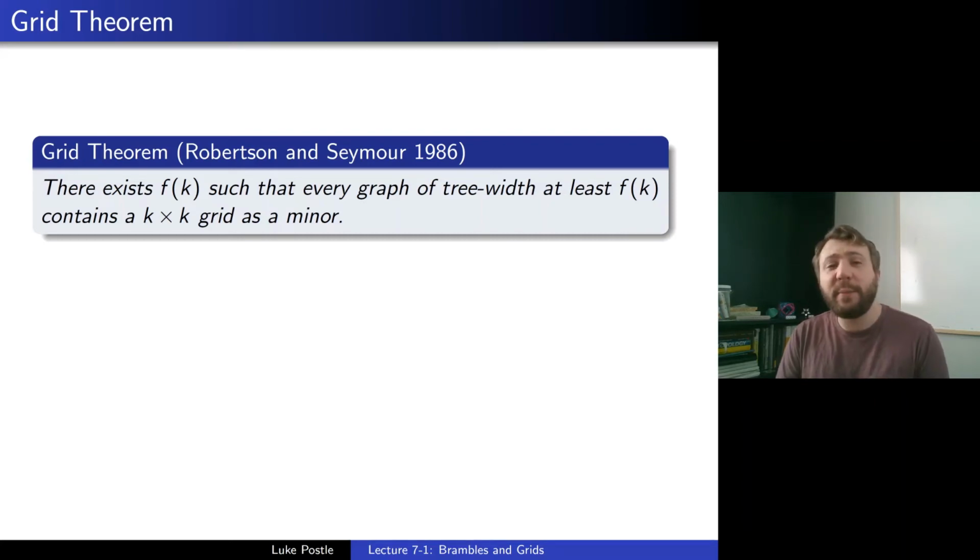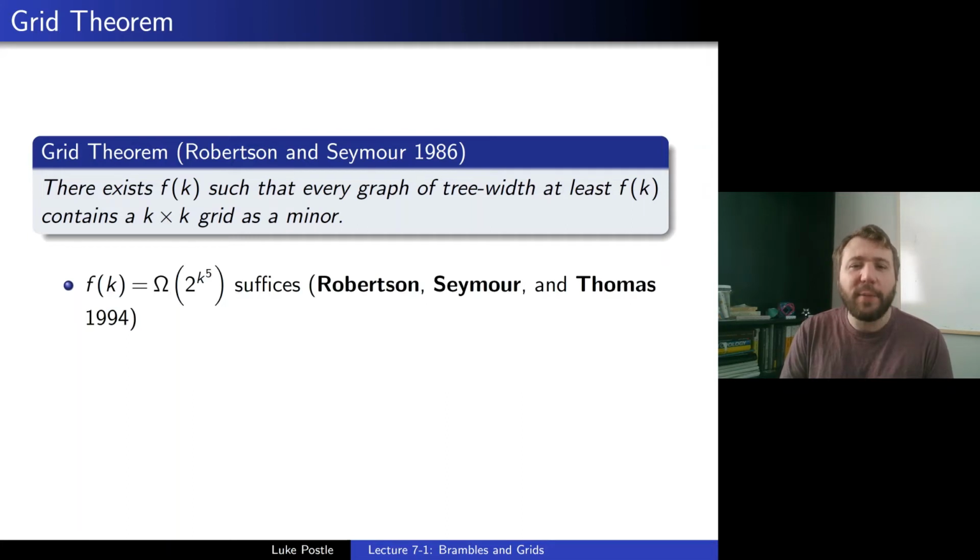And I should mention, what about the f of k? Well, at first maybe they didn't really calculate it, or it was quite awful. I'll mention that Robertson, Seymour, and Thomas in '94 reduced it considerably to some kind of exponential in k, like 2 to the k to the 5th. And that's about where it stood. It was always exponential for the next 2 decades, and it was a very open question whether you could get a polynomial bound for f of k here.